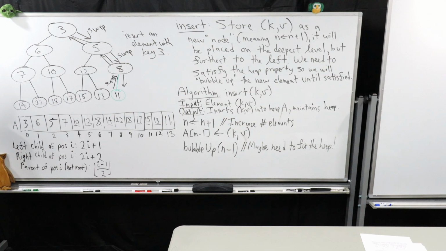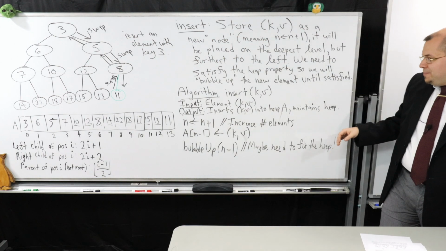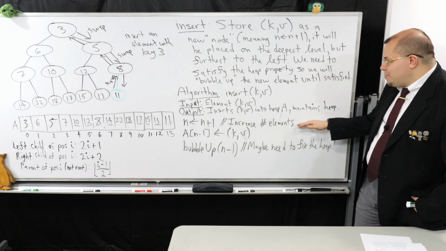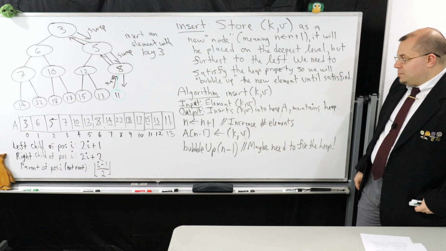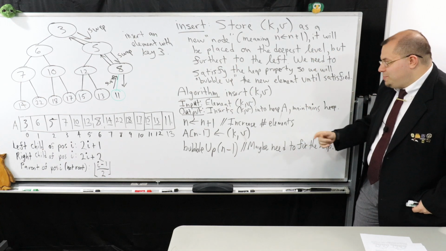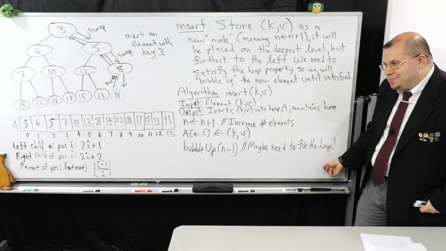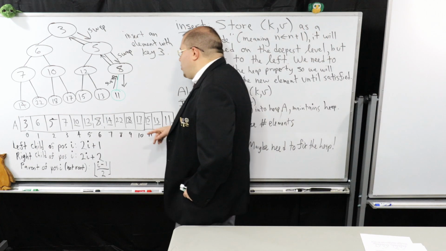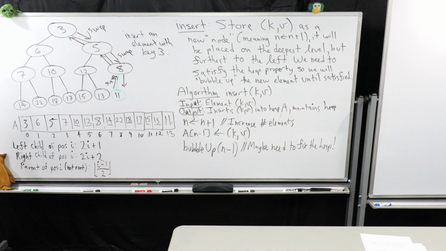So the great thing about the insert is it's really simple. Here's the pseudocode I have for insert. All you do is you increment your counter for the number of elements, then you insert it into the last position, the next available spot in your array. So you put your element in there, and then you perform this bubble up procedure from that position. You could figure out right quickly where this is. It's always the next available spot in the array. And then all you do is the bubble up from that position. That's it.